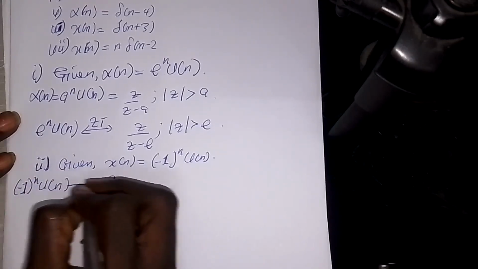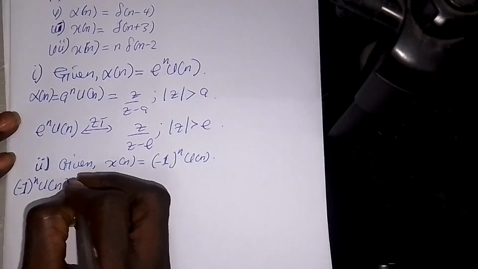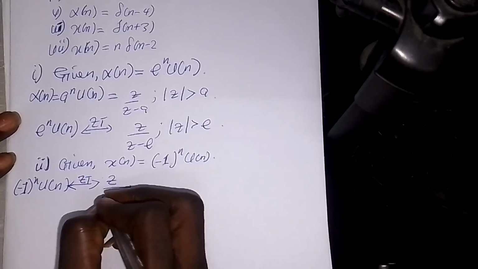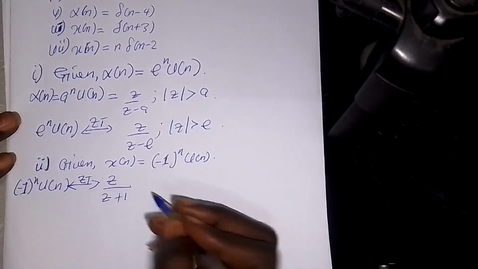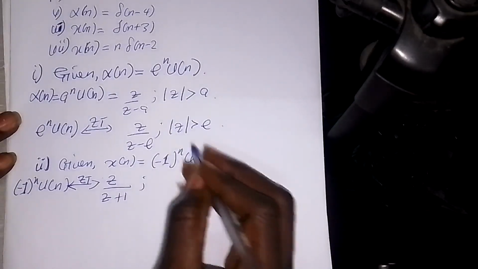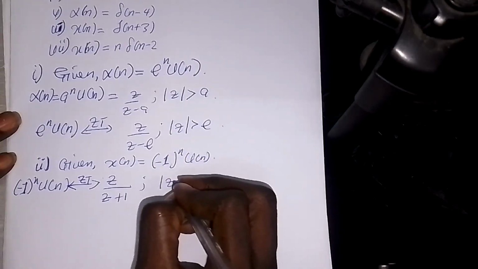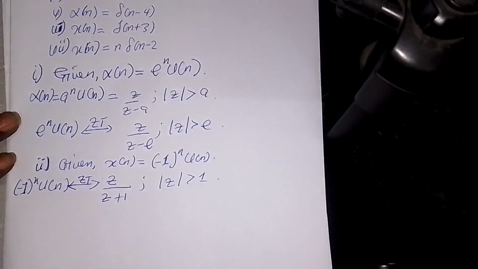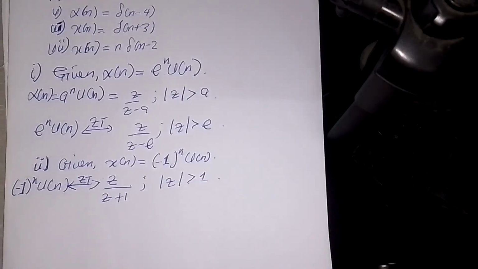If it goes through a Z transform, then we're going to have z over z plus 1, with an ROC of mod z greater than 1. Basically this is what we're going to have in this particular case. So that is the second one. It's very, very simple. Now let's go on to the third one.